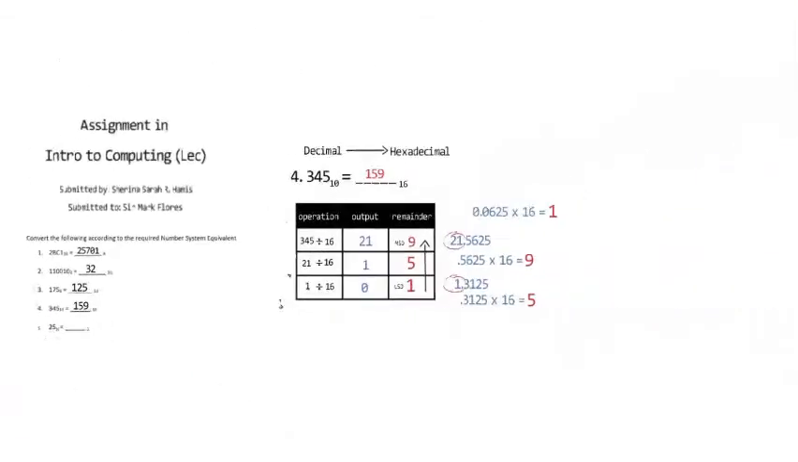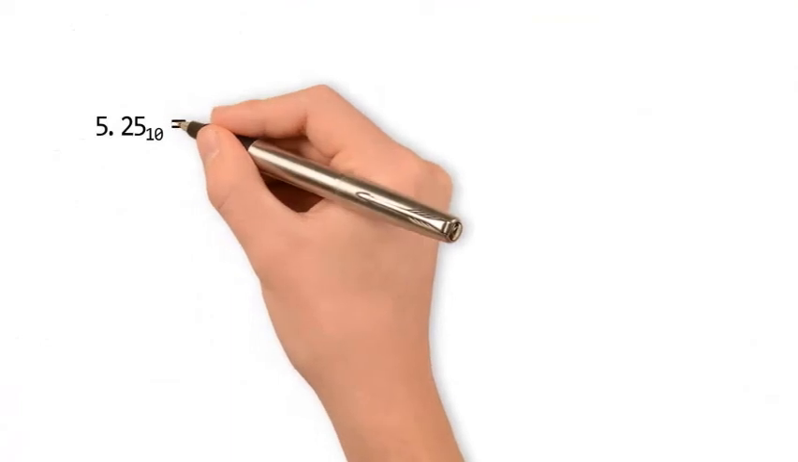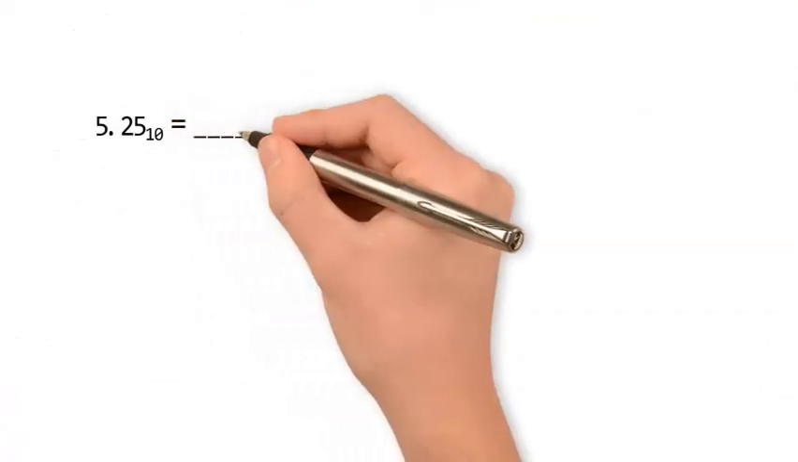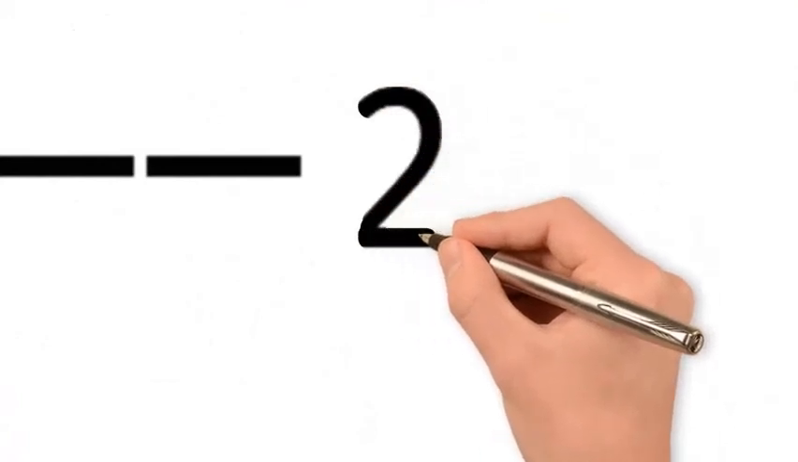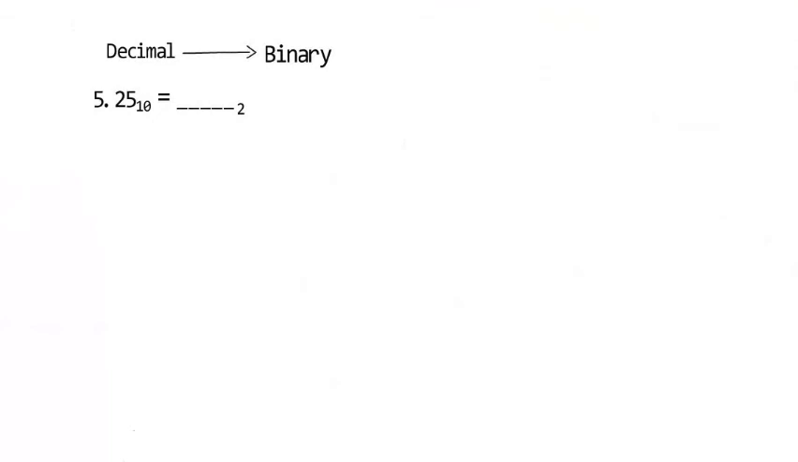Now let's proceed to number 5. So our given is 25 base 10. So that's a decimal number, and we will convert it to a number base 2. So that's binary. So this is a decimal to binary conversion. So just like in number 4, we will use the division method, but this time we will divide the numbers by 2 since we are converting it to a binary number. In number 4, we were converting it to hexadecimal. That's why we use 16.